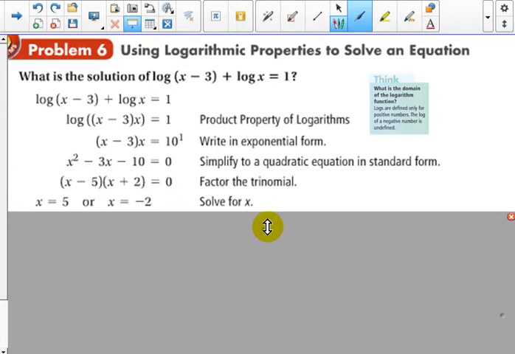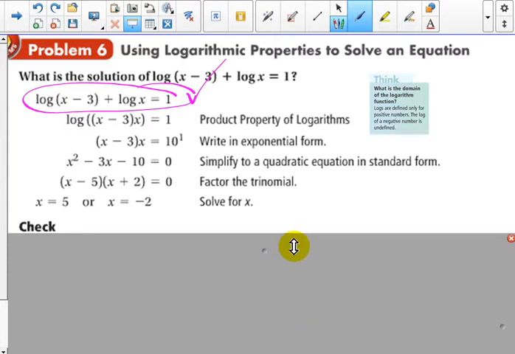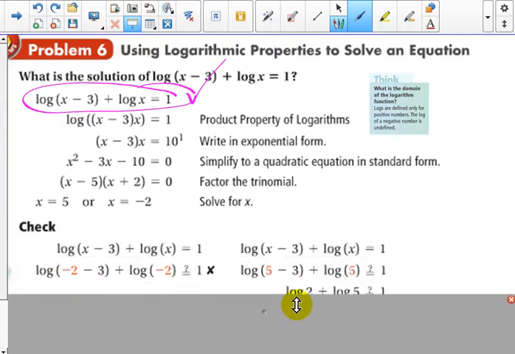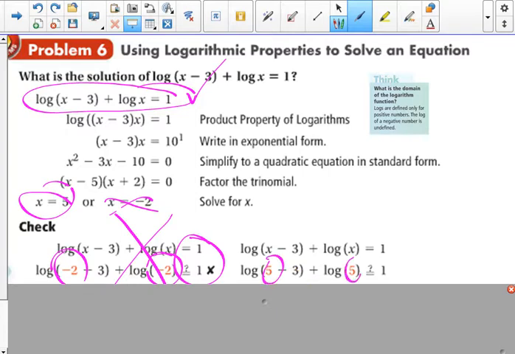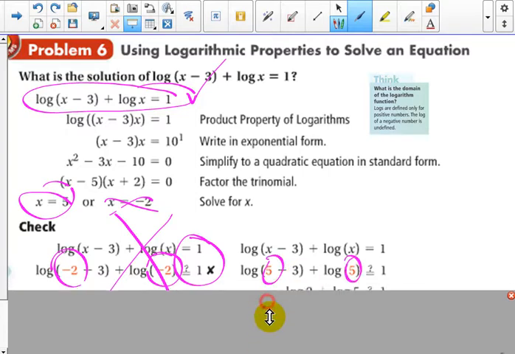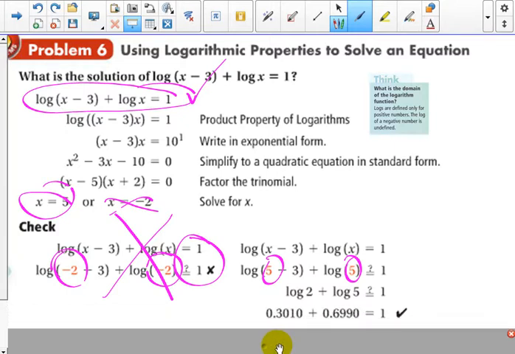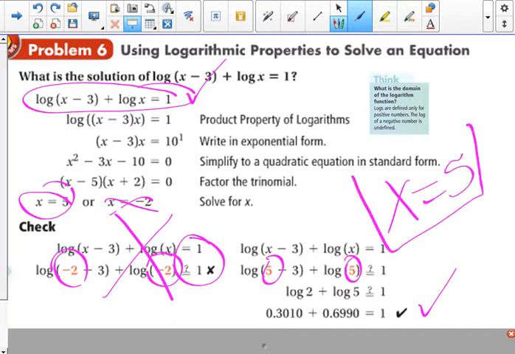So what we have to do is plug both of those answers back into the original equation and see if it makes a true statement or not. When we plug in the negative 2, over here on the left, it does not. Negative 2 yields a false answer, so negative 2 is out. So now let's try 5. When we plug in a 5 for x and solve, we get a true statement. So x equals 5 is our answer.